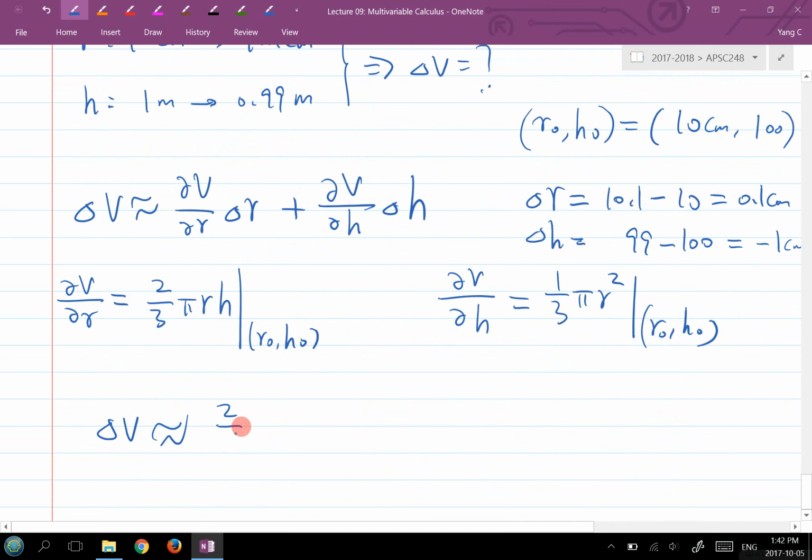So 2 over 3 times pi, r is 10, h is 100, and then delta r is 0.1. The second one here is 1/3 pi times 10 squared times delta h, which is -1.